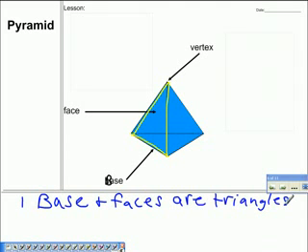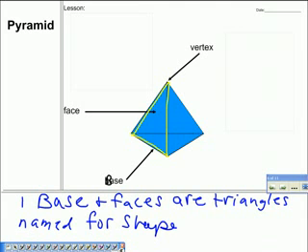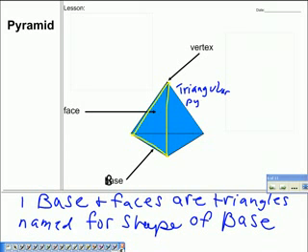Also, just like the prism, they are named for the shape of the base. What shape is here at the base? A triangle. So this would be what kind of pyramid? A triangular pyramid. That's right. So this one is a triangular pyramid, because the base is also a triangle, just like the faces. Which means that there are other kinds, right?